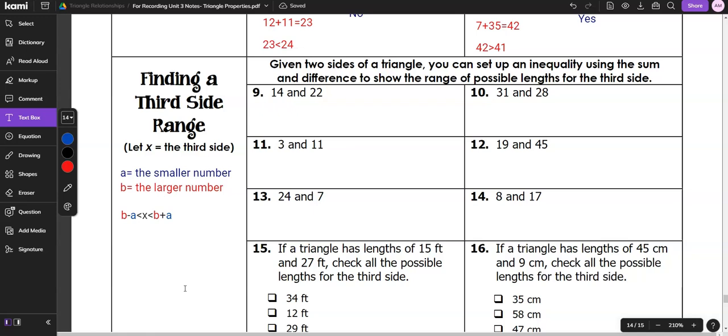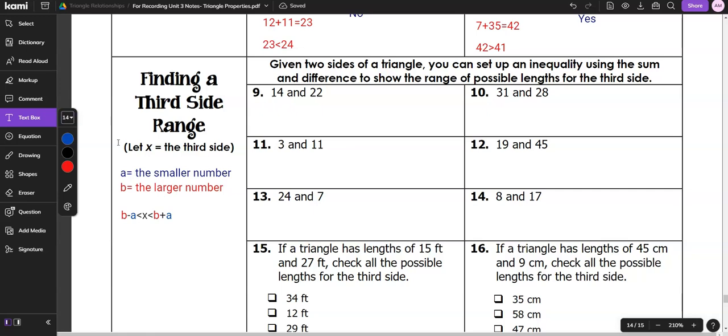So if A is the smaller number and B is the larger number of the two that you're given, then we want B minus A is less than X, which will be less than B plus A. And that is going to give us the entire range of all the numbers where if we add the smaller two together, they will be bigger than the third.